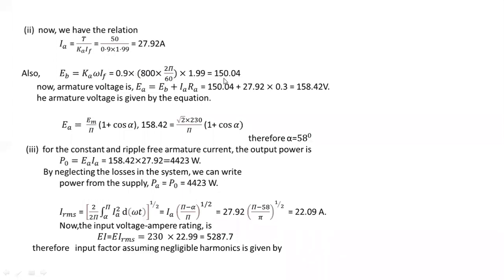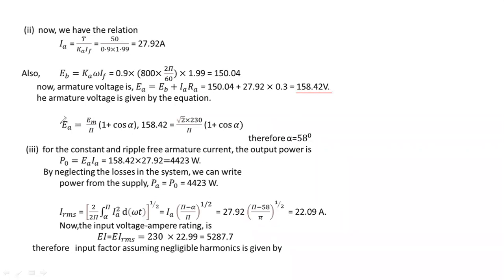You will get Eb as 150.04 volts. So 150.04 volts is the back EMF. So substitute Eb here. You know Ia is 27.92. So substitute here, and Ra has given us 0.3 ohms. So you can simplify. You will get the armature voltage of the motor, which is Ea, as 158.42 volts.